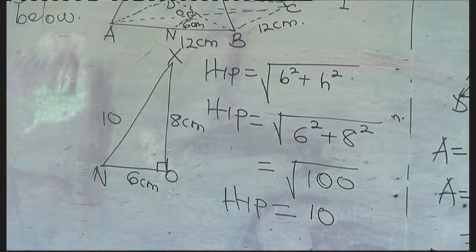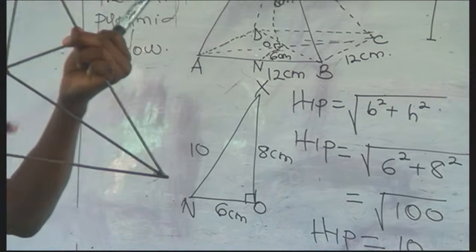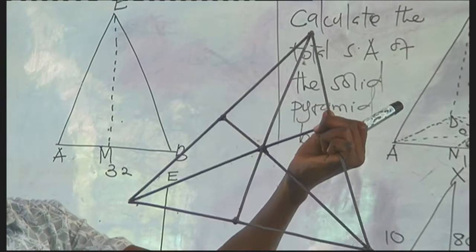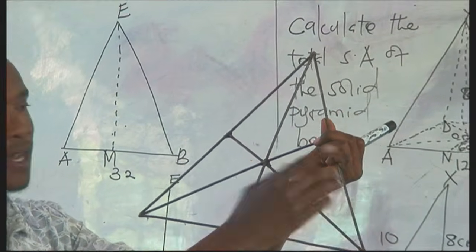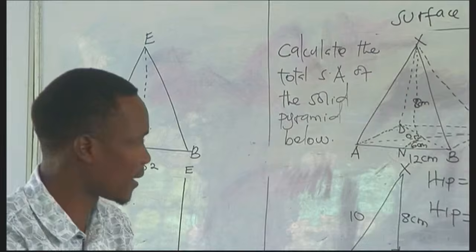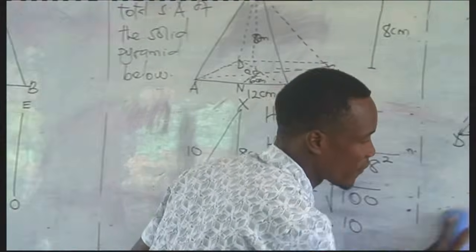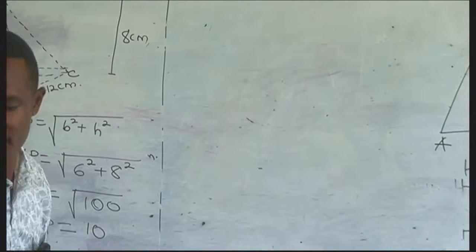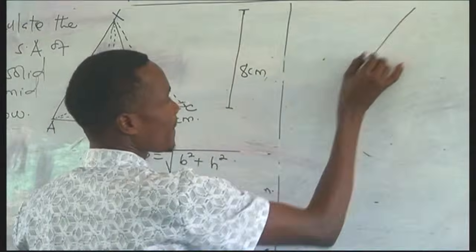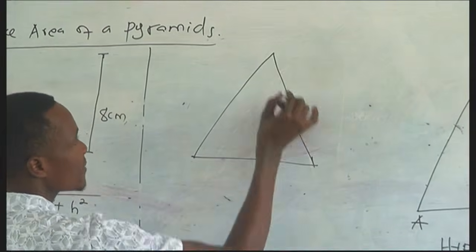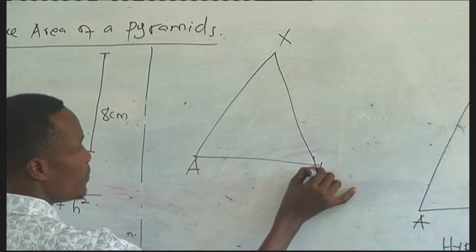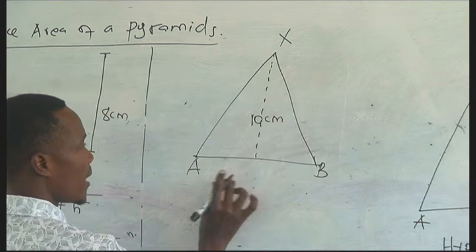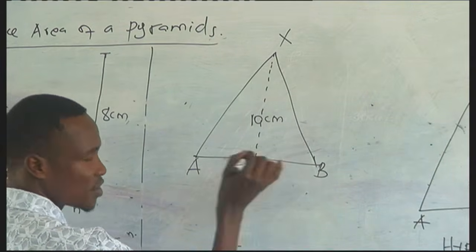And now, that is our height here. So when you have this height, and you have the base as 12, therefore, the area is a half times 12 times our height, which is 10. So, you want to get the area of that face. Let me extract it for you here. So, let me pick this face here. This is the face XAB, with a perpendicular height 10 centimeters now, and the base 12 centimeters.